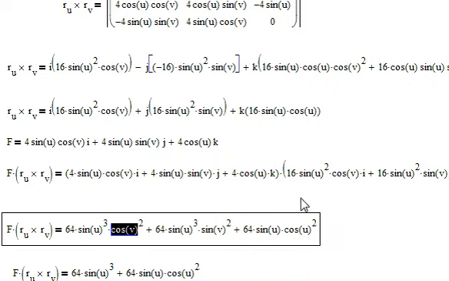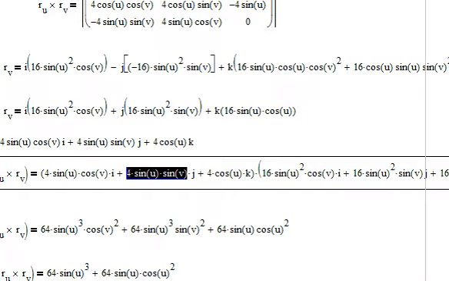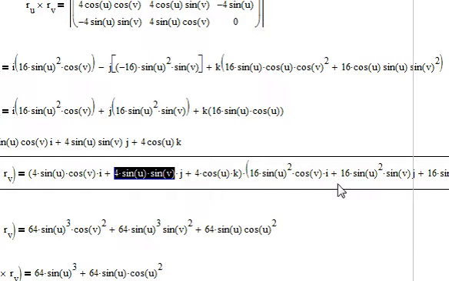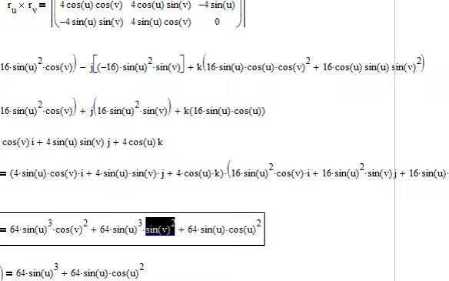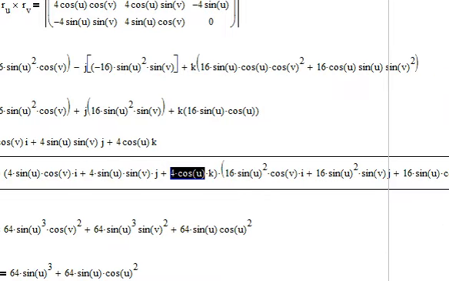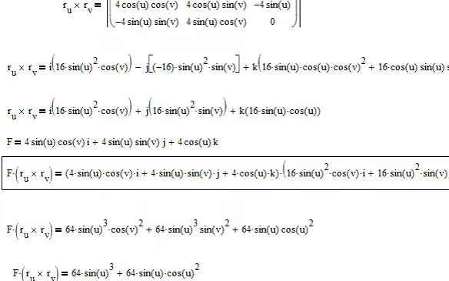Plus, let's multiply the j components. We got 4 sine of u sine of v times 16 sine squared of u sine of v, and that would give us 64 times sine cubed u times sine squared of v. And then finally 4 cosine of u times 16 sine of u cosine of u, so that would be 64 cosine squared of u times sine of u. Okay, there's all that.